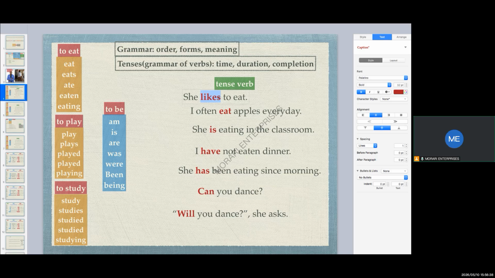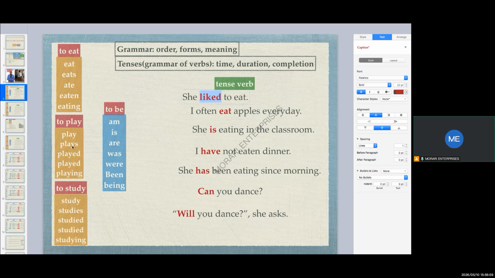Now, if I change the time, like she liked to eat apples. Yeah, that's when she was living in America. She liked to eat apples. So an action in the past. So the form changed to the past form of the verb.